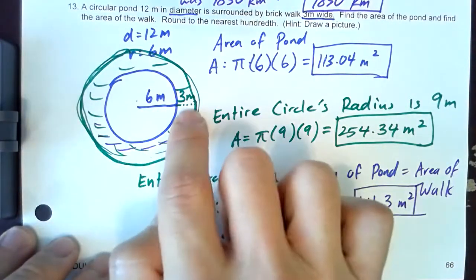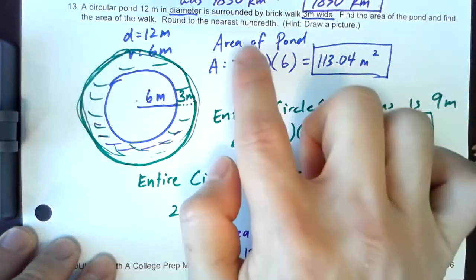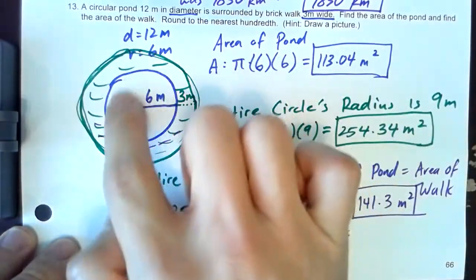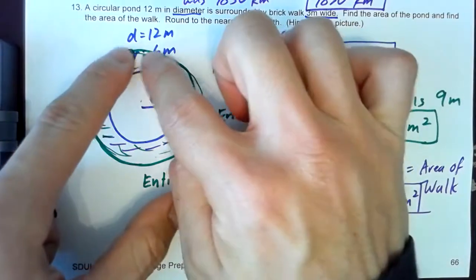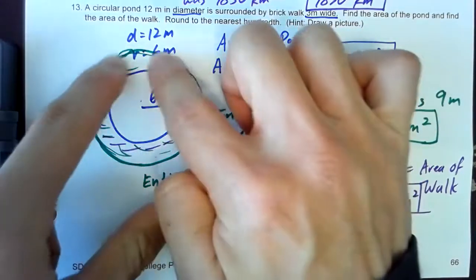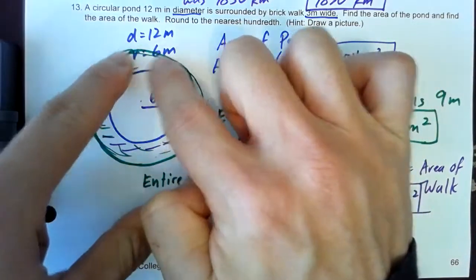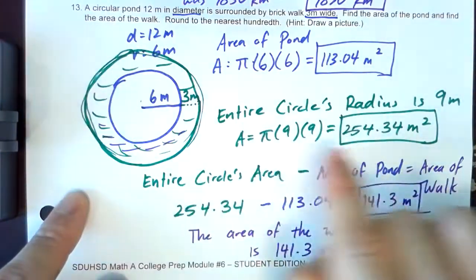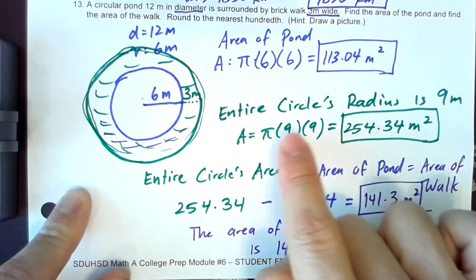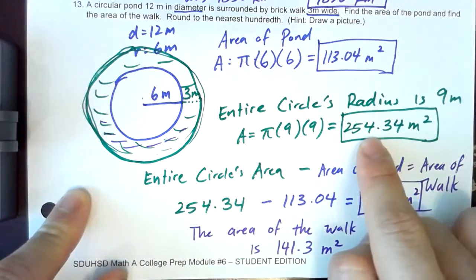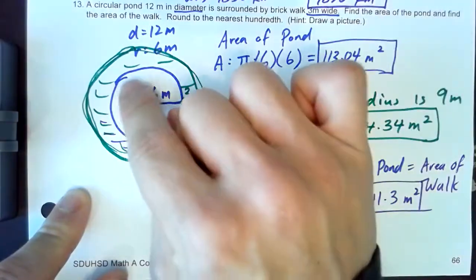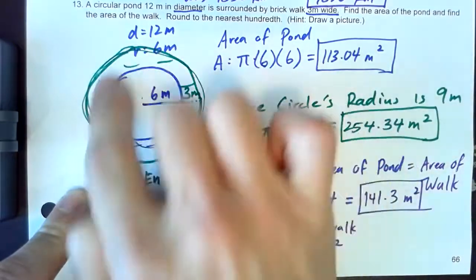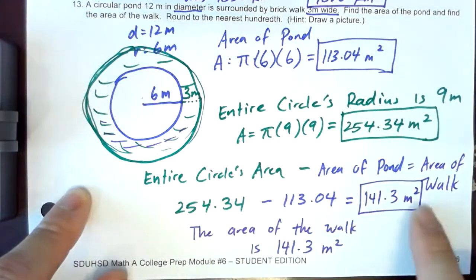If you take the entire circle's area and subtract the area of the pond, the inside circle, you will then get this outer edge's space, this part. So all you have to do is take the entire circle's area, which is A equals pi times 9 times 9, and then subtract the area of the pond, which is the area inside, and then you will get the area of the walk.